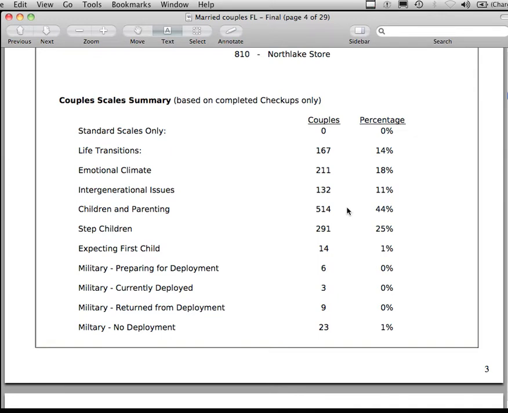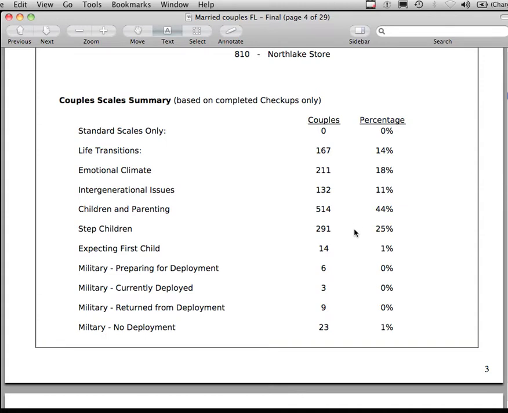44% of the sample had children. Remember, these are all married couples. So 44% of them had children, and at least one of the children was still under 18 years old. So they get a children and parenting scale of questions that is pretty standard for children and parenting.